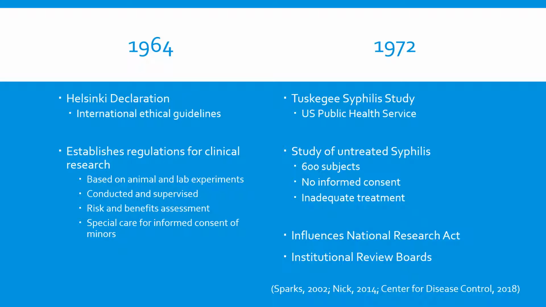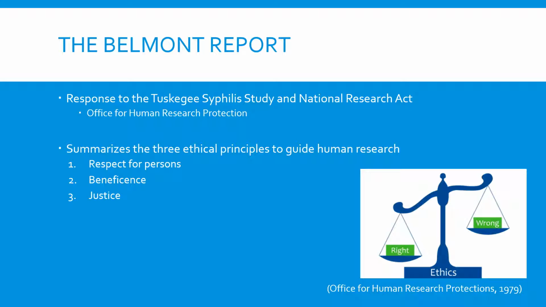Over the course of the 40 years, publicity regarding this study increased, which caused the National Research Act of 1974 to be established, which created the National Commission for the Protection of Human Subjects of Biomedical and Behavioral Research, identifying the basic ethical principles that underlie research involving human subjects. And as a response to the Tuskegee syphilis study and National Research Act, the Commission drafted the Belmont Report, which provided an ethical foundation for human subjects research.